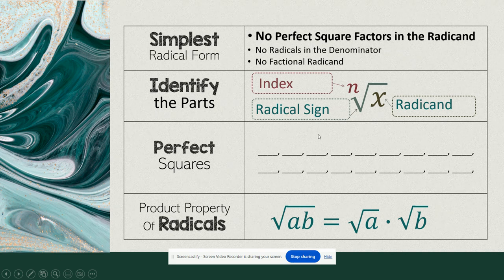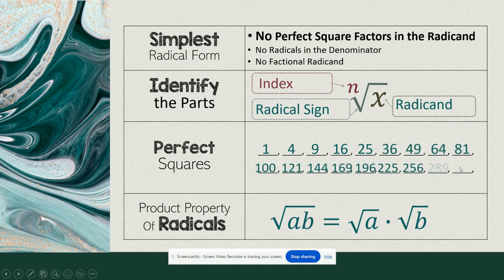Now perfect squares, hopefully we remember a good chunk of these too. 1, 4, 9, 16, 25. And remember how we're getting these numbers. 1 times 1 is 1. 2 times 2 is 4. 3 times 3 is 9. 4 times 4 is 16. 5 times 5 is 25, and so on and so forth. So take a second, get these perfect squares down. Go ahead and pause the video if you need to get all of these down.